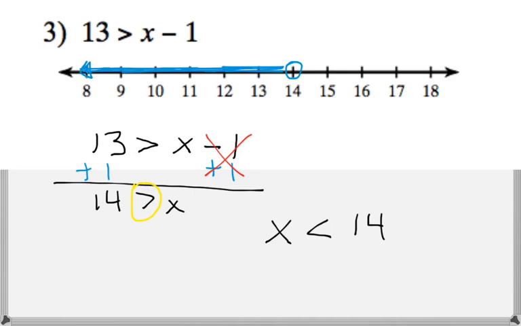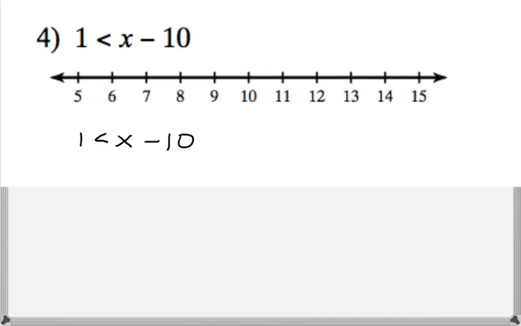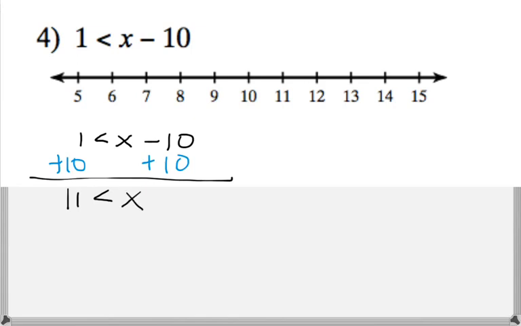Let's look at a fourth example. Here we have 1 is less than x minus 10. What's preventing the x from being by itself? That minus 10. Undo subtract 10 by adding 10 to both sides. So you get 11 is less than x, or if we want to switch it around, x is greater than 11. Both of those say the same thing. I think it's easier to graph when the x is on the left. We're used to seeing the variable on the left, so I'm just going to write it that way.